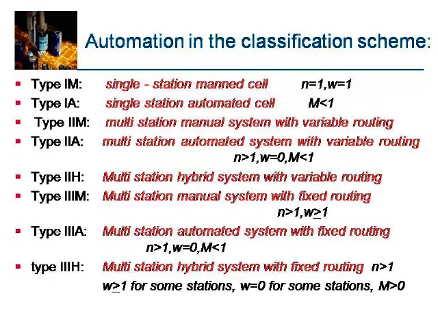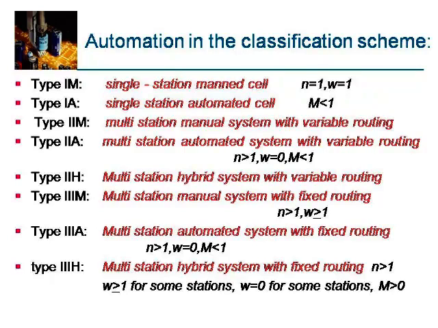Type 1A, single station automated cell, M is less than 1. Type 2M, multi-station manual system with variable routing. Type 2A, multi-station automated system with variable routing. n is greater than 1, W is 0 and M is less than 1. Type 2H, multi-station hybrid system with variable routing.